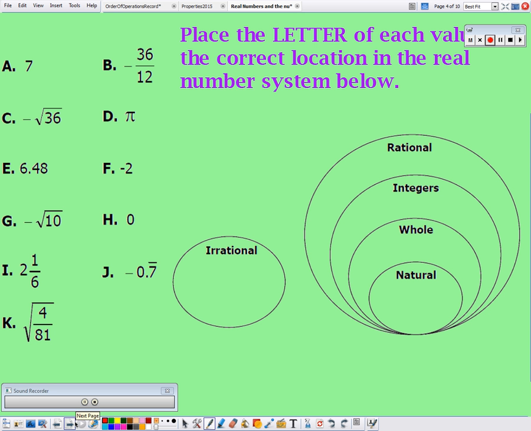So what I would like you to do, you have this on your worksheet. I want you to put the letter of each value in the correct location. So for instance, number 7 is not irrational, but it's rational. 7 is an integer, 7 is whole, and 7 is natural. So I want you to put A in the natural circle for 7. I want you to do this on your own, and there will be some submission for you coming up. You can pause here while you complete this, and then move on.